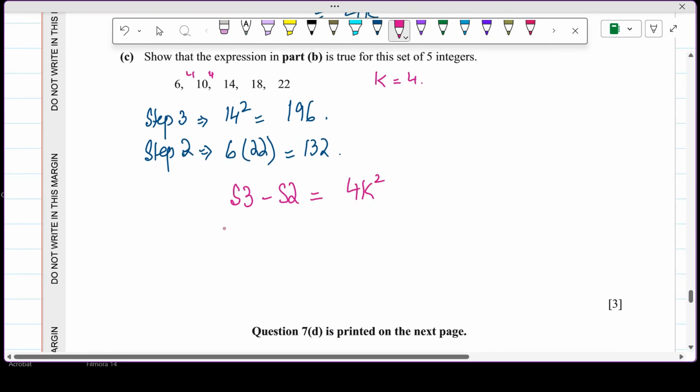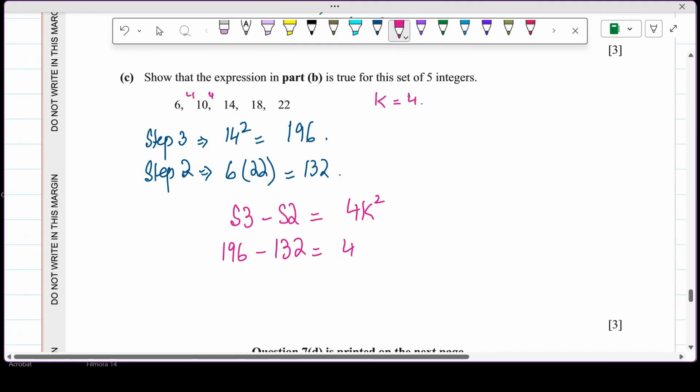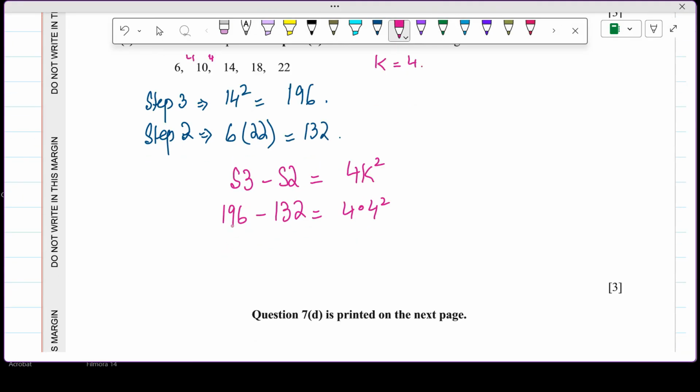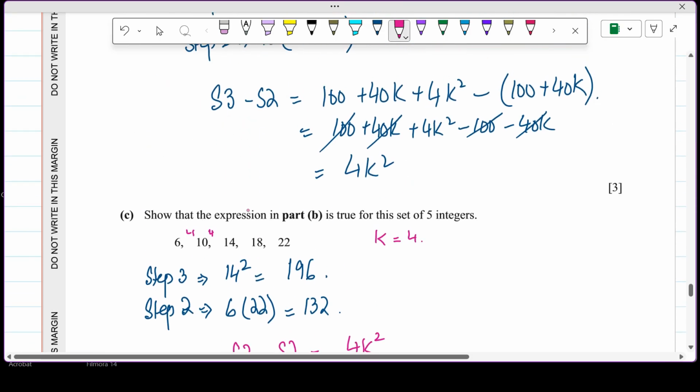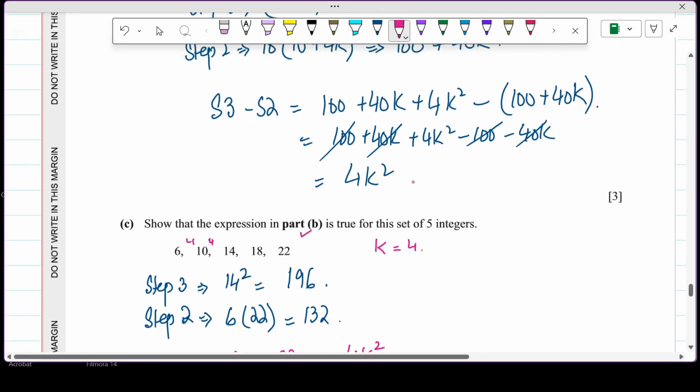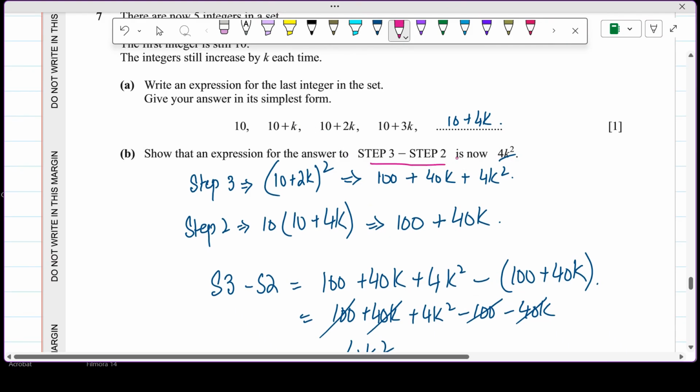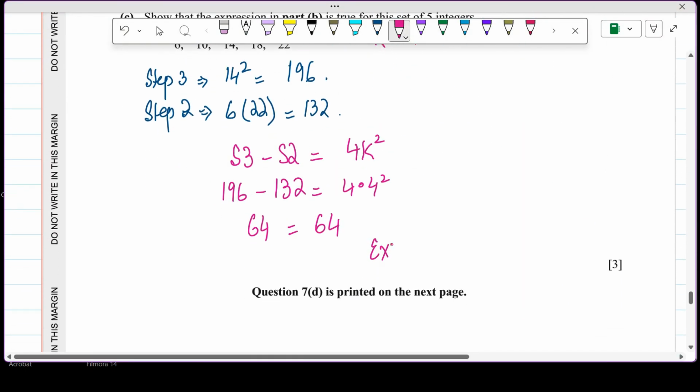Step 3 is 196 minus the answer to step 2, which is 132, and this equals 4 times k square, meaning 4 times 4 square. So when we subtract 132 from 196, it is 64. And 4 times 4 times 4 is 64. So it confirms that the left hand side is equal to the right hand side, and the expression in part B is true.